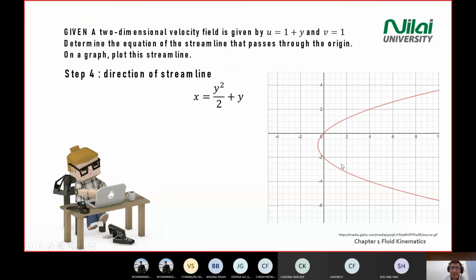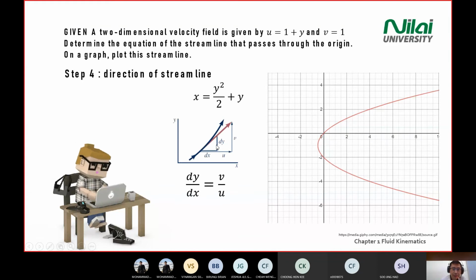Okay, you get this shape from the online platform calculator. Now the next thing is we want to know the direction of the streamline. It's either from the top or from the bottom. We want to add in the arrow here. We start with the dy/dx equation again.